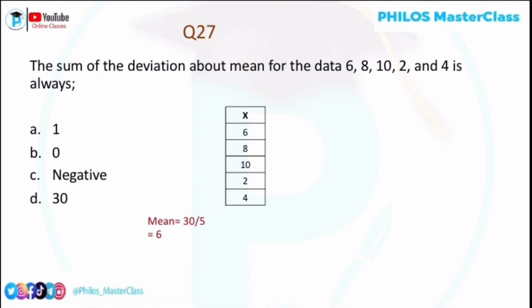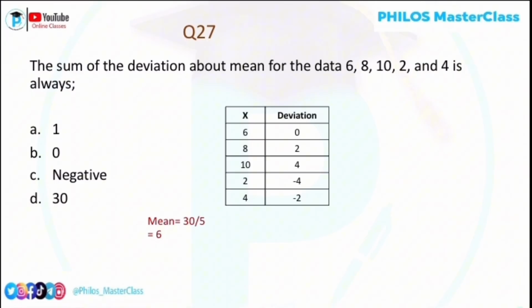So let's find the deviation. To find deviation, we are going to take each data value and subtract the mean from it. So this is it. 6 minus the mean. The mean is 6, remember. 6 minus 6 will give you 0. 8 minus 6 will give you 2. 10 minus 6 is 4. 2 minus 6 is negative 4. And 4 minus 6 is negative 2. So these are the deviations. Now, add all the deviations together. 0 plus 2 plus 4 plus negative 4 plus negative 2. Add them together. What do you get? You would definitely get 0.